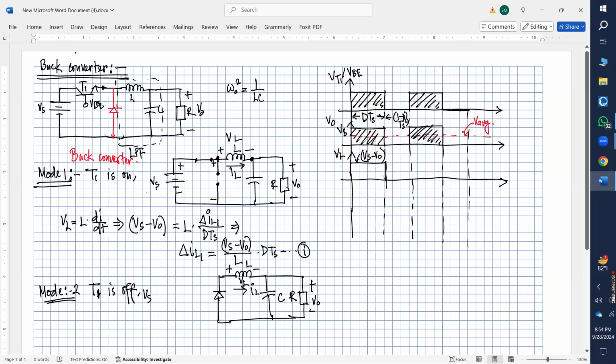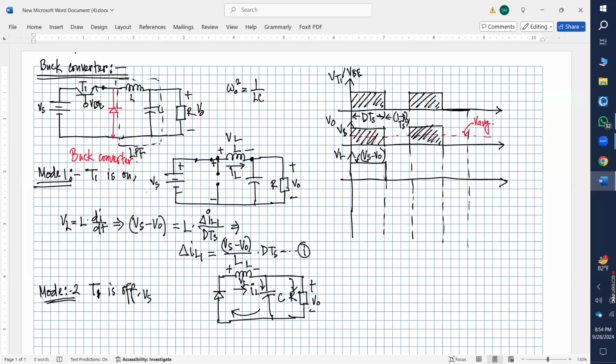So this is the circuit that will appear. But why this diode? We place this diode so that the inductor current will flow through it, go through the capacitor and the resistance, and come back in this path, so that the diode can provide the path for the inductor current to flow through, although the switch transistor T1 is in off state.